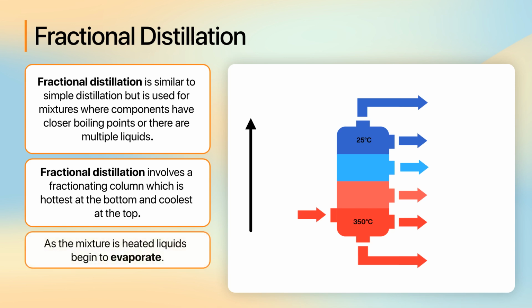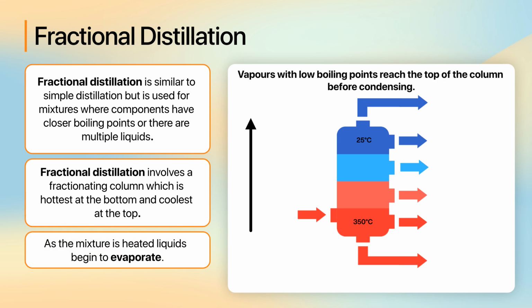As the mixture is heated, liquids begin to evaporate. The vapors with low boiling points reach the top of the column and condense and are collected from there, while those with higher boiling points stay lower in the column.